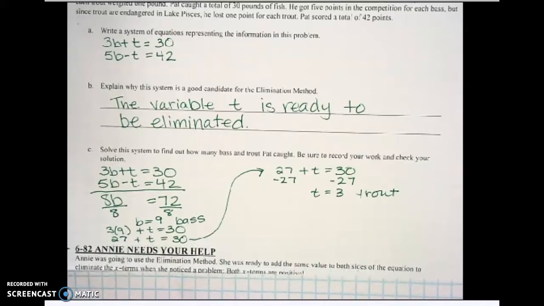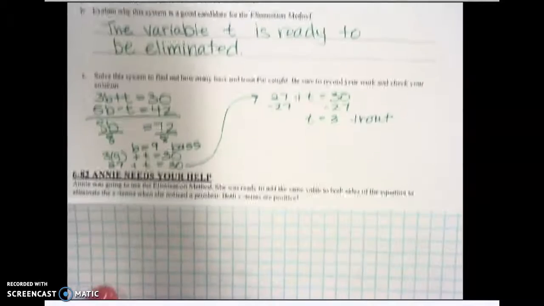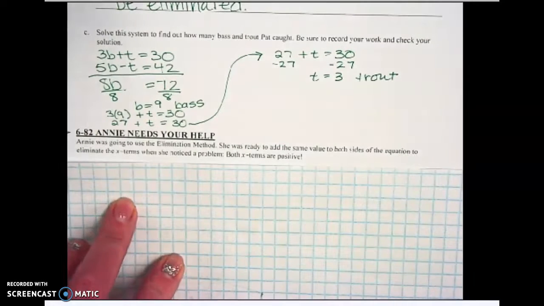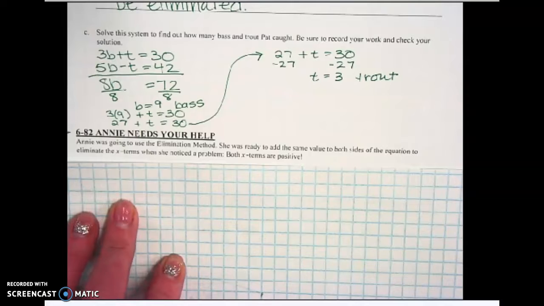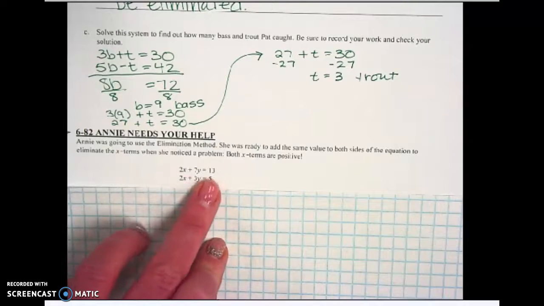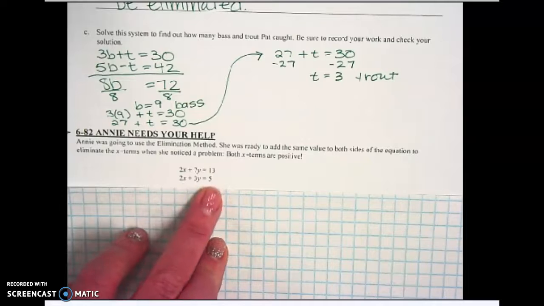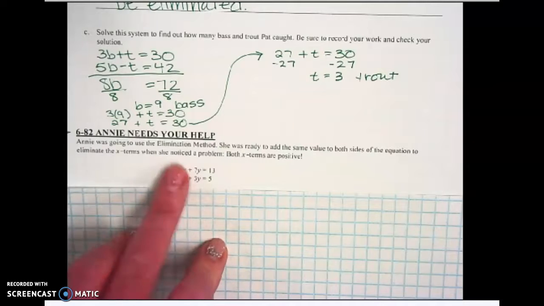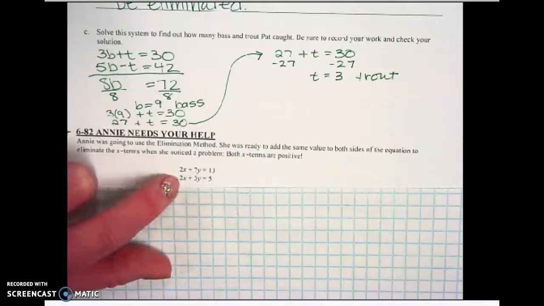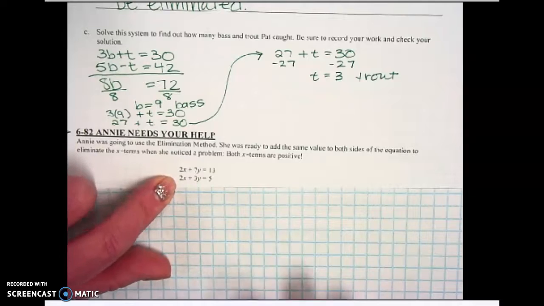Okay. Question 82. Annie was going to use the elimination method. She was ready to add the same value to both sides of the equation to eliminate the x term when she noticed a problem. Both x terms are positive. Okay? So here's our two equations. We have 2x plus 7y equals 13 and 2x plus 3y equals 5. So everything's lined up properly, but when you go to eliminate, you have the same coefficients.